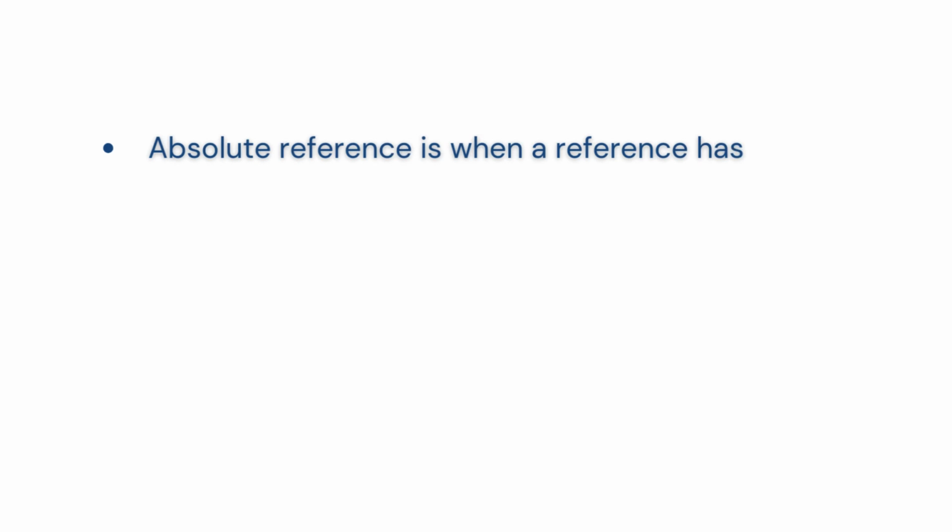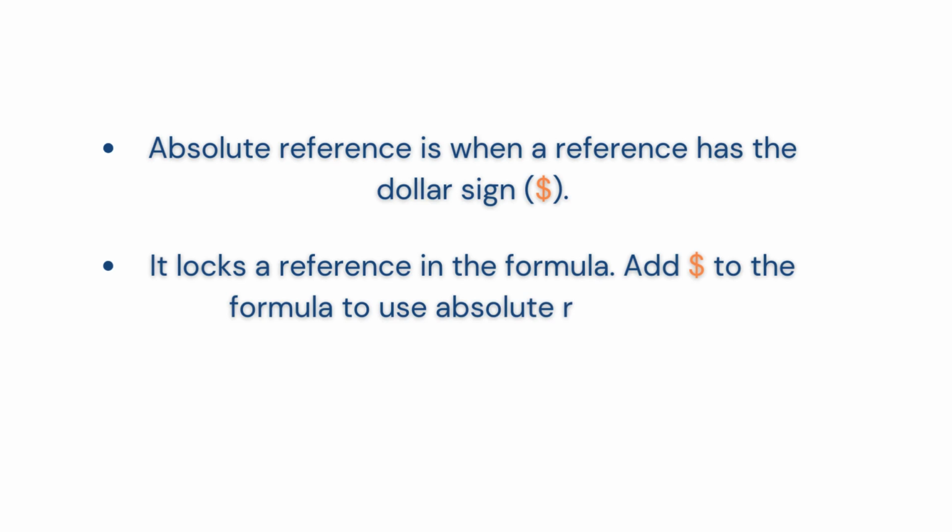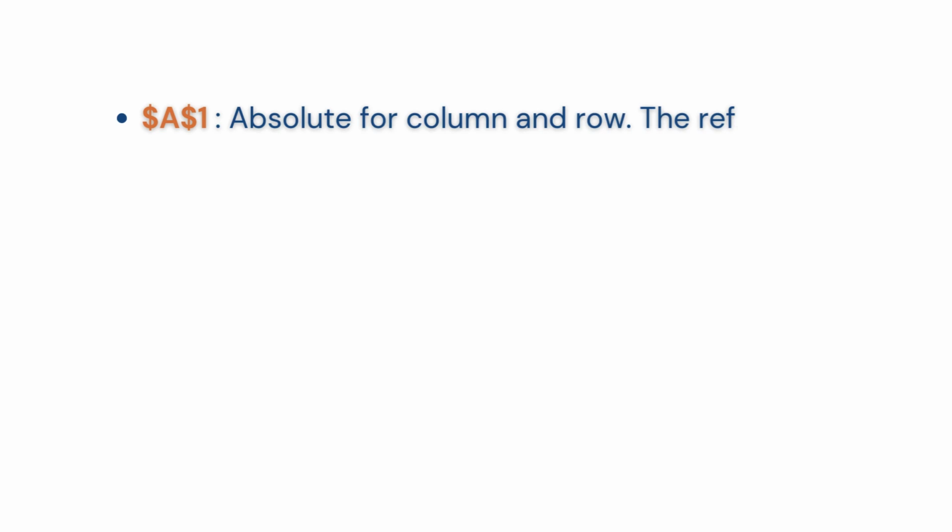The absolute reference is where a reference has the $ sign. What it does is it locks a reference in the formula. You just need to add $ to the formula to use absolute references. Here the $ sign has three different states. For example, let me consider A1 cell and demonstrate the pattern for you guys. First we have $A$1. Here it is the reference for column and row. The reference is absolutely locked.